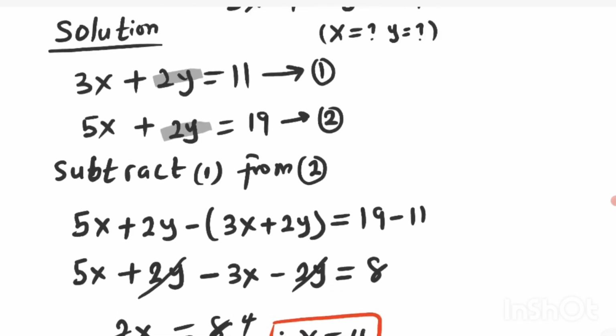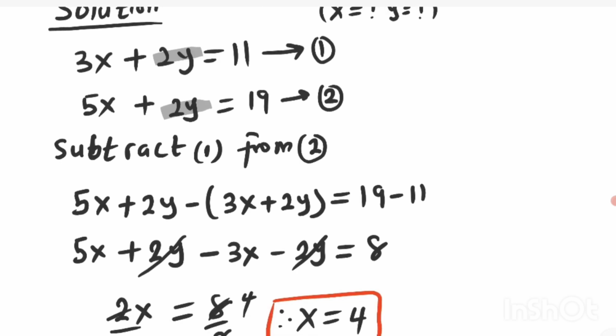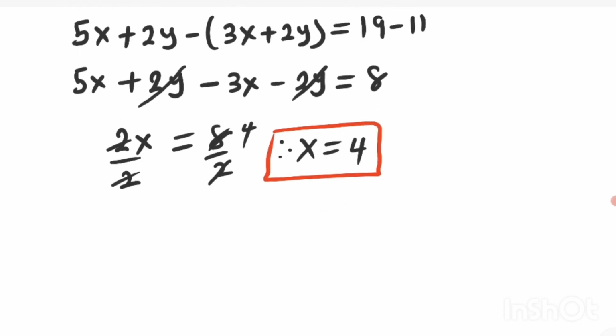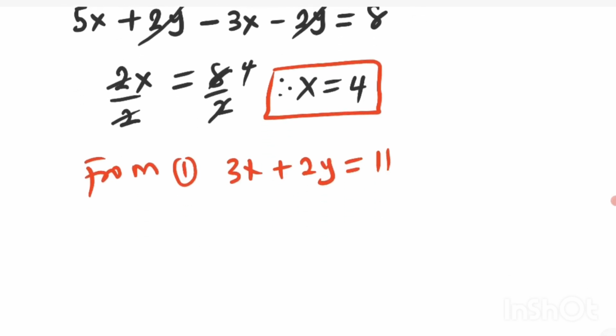To solve for y, we may use either equation 1 or equation 2 here. But in this case, I'm going to make use of equation 1. From equation 1, this is 3x plus 2y equal to 11. Then if x is 4, we have 3 bracket 4 plus 2y is equal to 11.